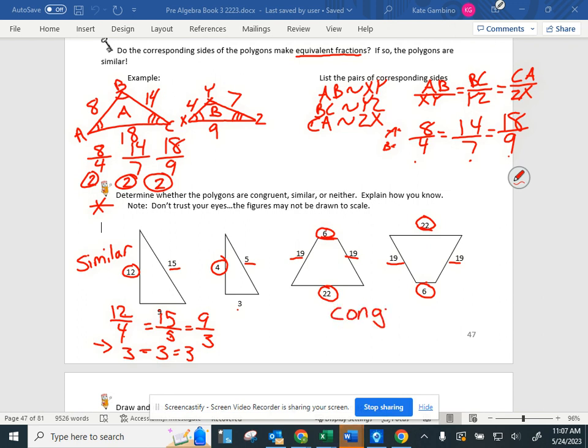So I'm going to label it congruent. And then it says explain how I know. I'm going to write all sides are congruent.